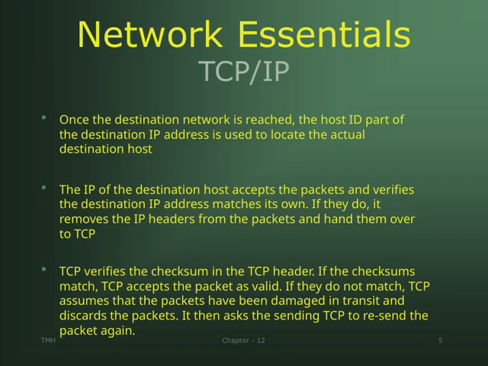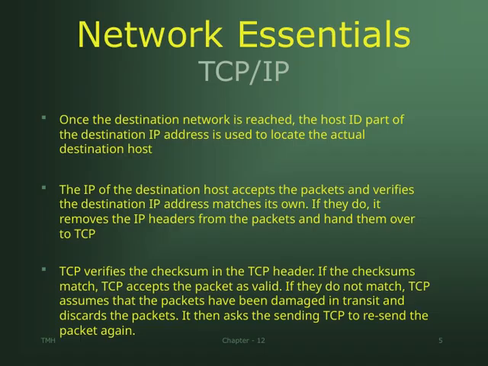Now, once the data packet reaches the destination network, the process of locating the exact host begins. The host ID part of the destination IP address is used to identify and find the specific device we're trying to reach. Think of it as the final step in pinpointing the exact location within that network. When the packet arrives at the destination host, the host checks the IP address in the packet. It accepts the packets only if the destination IP matches its own address. If it's a match, the host then removes the IP headers and hands the data over to TCP for further processing. This is where TCP comes into play.